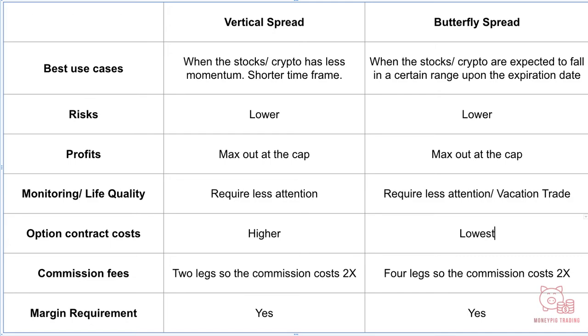Commission-wise, a vertical spread needs 2 legs, so it's 2x compared to just a single option. A butterfly spread needs 4 legs, so the commission cost is 4x instead of 2x. So the commission will be a little higher, especially since for butterfly spreads we often have a larger quantity, even though the option price is lower. So the percentage of commission per trade is actually pretty high in this case. One thing you might want to optimize is to contact your brokerage and try to negotiate lower option contract fees. For TDM trade, in my case, I lowered it down to 35 cents per option contract or 40 cents per option contract.